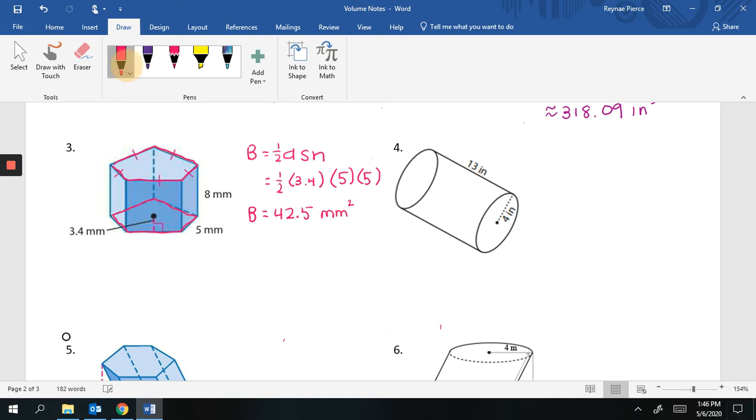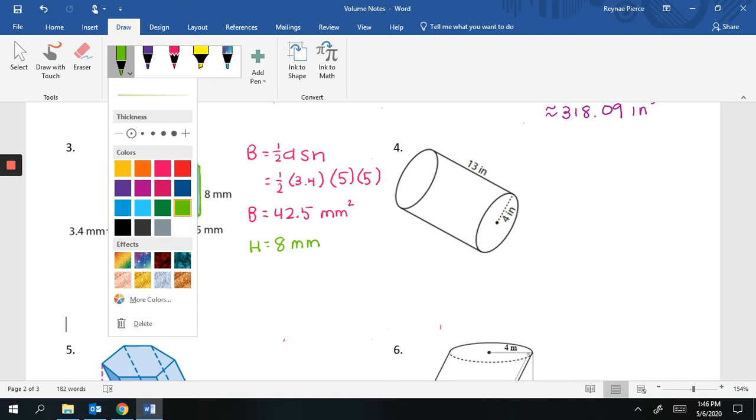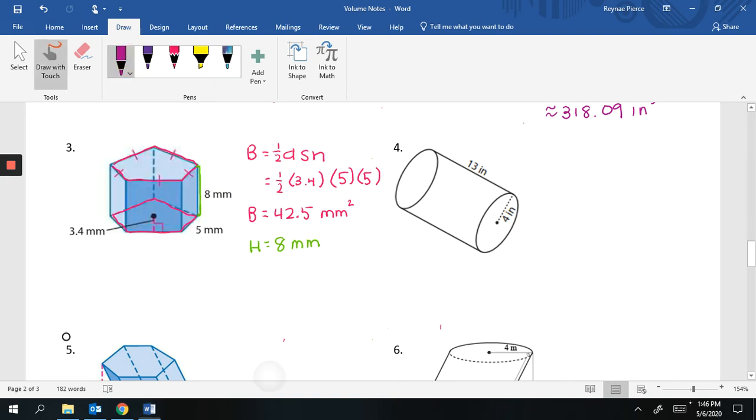For the height, again, ask yourself how far apart are those bases? In this case, they are 8 millimeters apart. And to find the volume, we take the area of the base times the height, and that gives us 340 cubic millimeters.